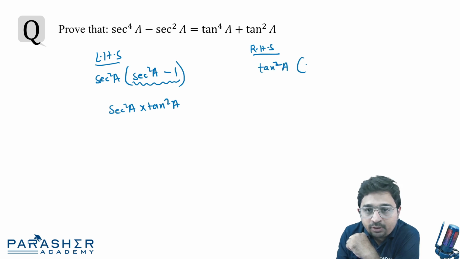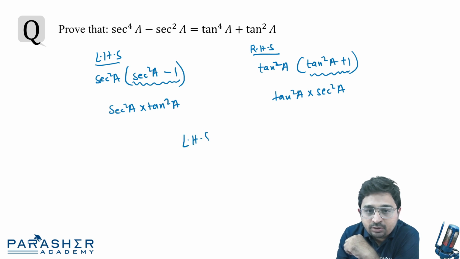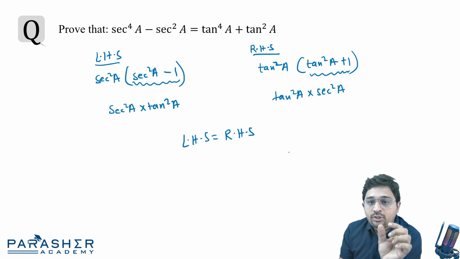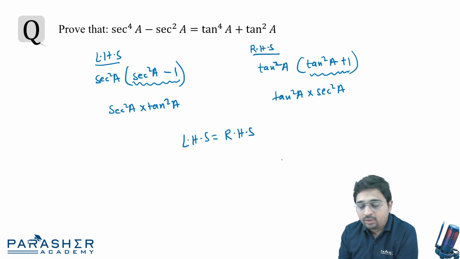What will become in the bracket? Tan square a plus 1. Again, tan square a, your level 1 of understanding, where tan square a plus 1 is nothing but secant square a, tan square a into secant square a. Hence, LHS is equal to RHS. That's all, right? So, looking at the question, not just memorizing, you need to apply what you have understood. That is the crux of it.